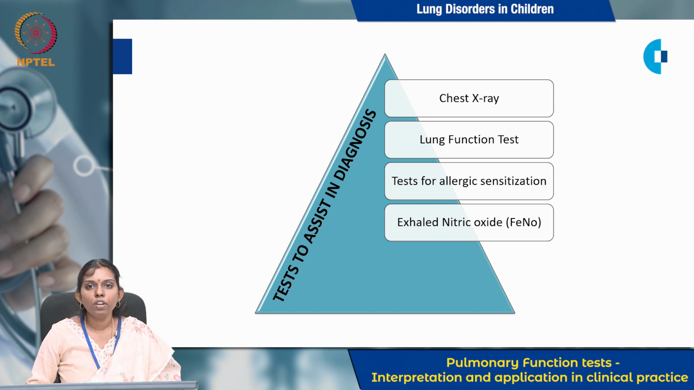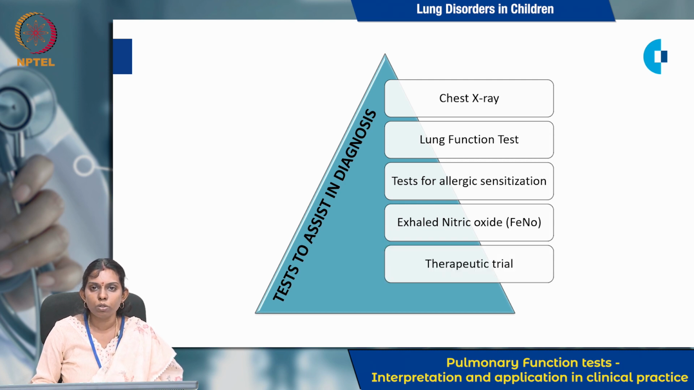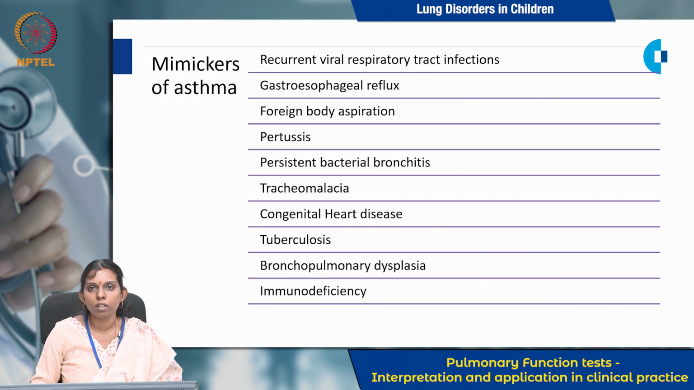Next comes FeNO, which detects the fractional concentration of exhaled nitric oxide, and it is just a research tool, it is not a confirmatory test to be done. Next comes a therapeutic trial with a low dose inhaled corticosteroid, which should be given for 2 to 3 months, and we check for the response at the end of 3 months.